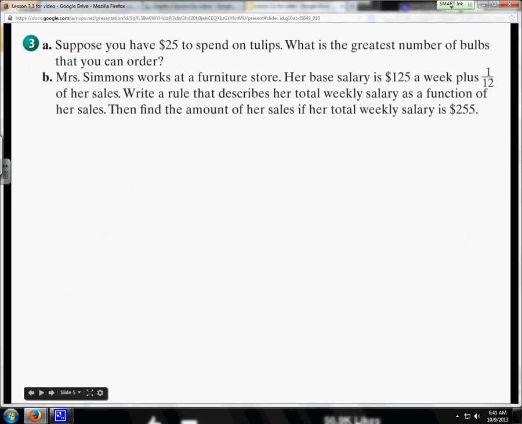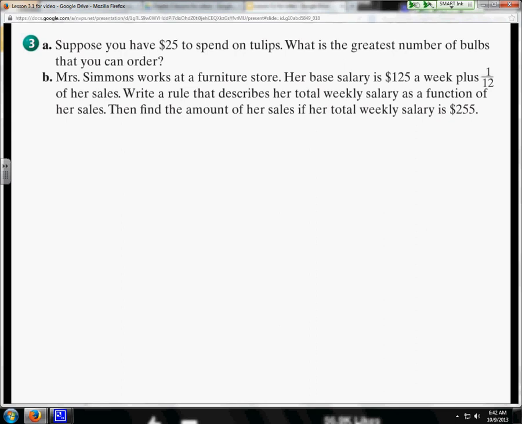So try this one. Suppose you have $25 to spend on tulips. What's the greatest number of bulbs you can order? Miss Simmons works at a furniture store. Her base salary is $125 a week plus 1/12 of her sales. Write a rule that describes her total salary as a function of her sales. Then find the amount of her sales if her total weekly salary is $255. So push pause, try these, and then we'll go on.